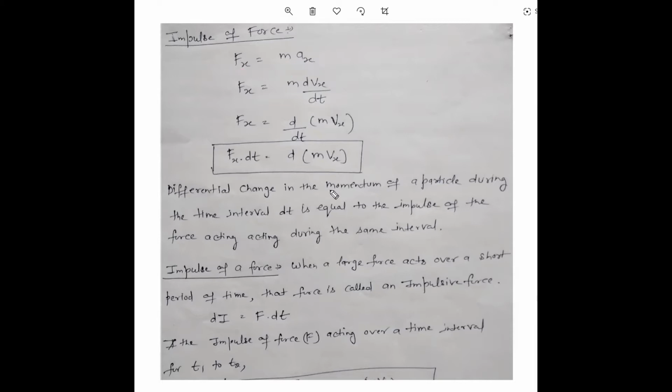So we considered m as constant and took it inside the derivative: the derivative of m into velocity with respect to time. Now multiply this equation with the time dt, infinitely small time dt. So this derivative is cancelled out by this multiplication of dt. We will get just the change of mass into velocity, that is known as momentum.